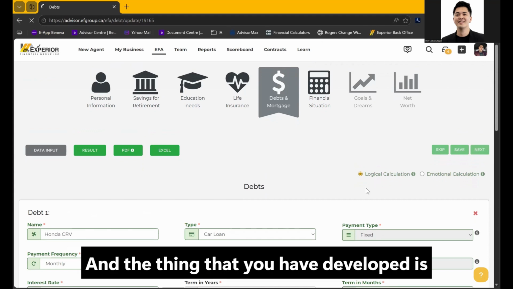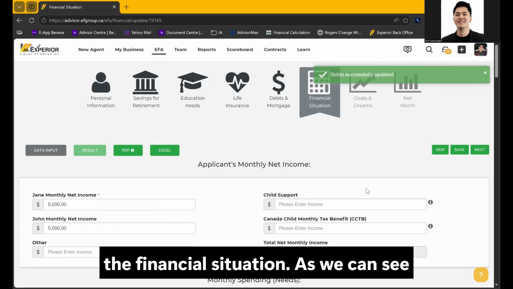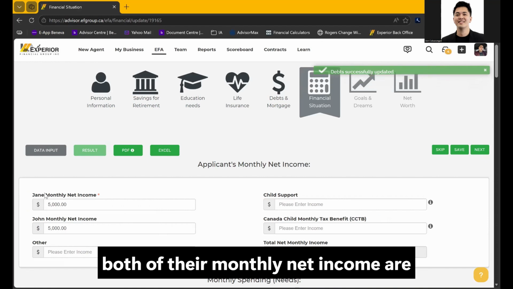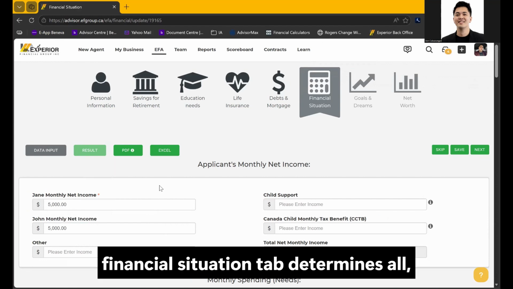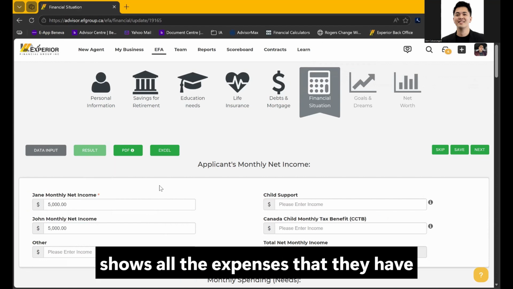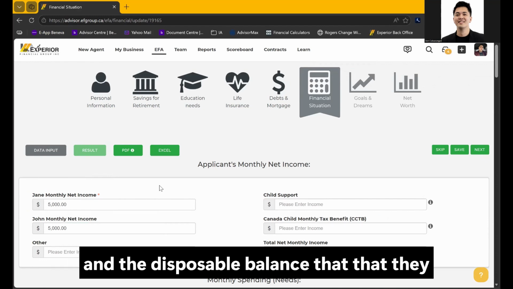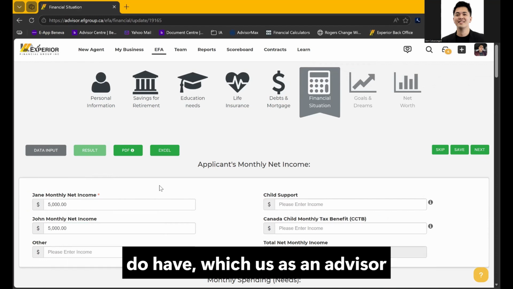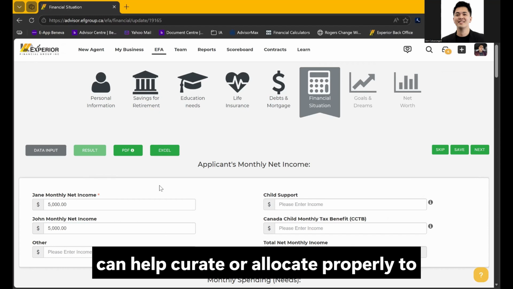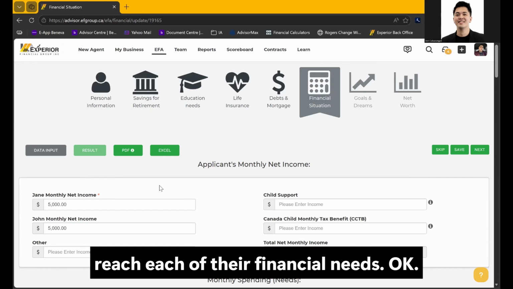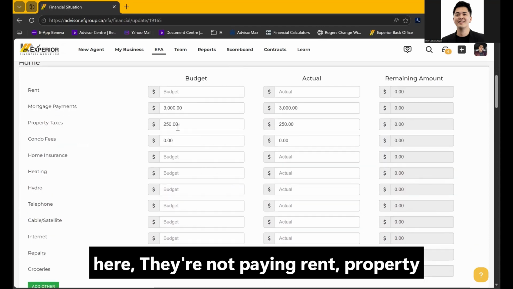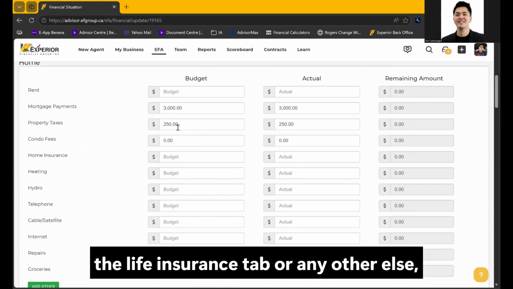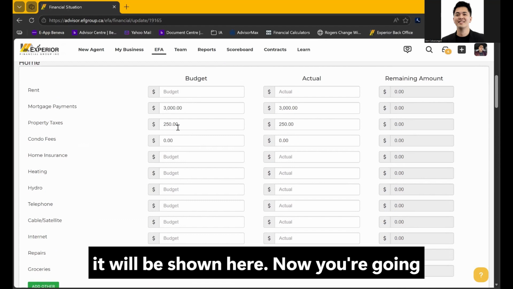And the thing that you have to fill up is the financial situation. As we can see, both of their monthly net income are here. And the financial situation tab shows all the expenses that they have and the disposable balance that they do have, which us as an advisor can help curate or allocate properly to reach each of their financial needs. Okay. So as we can see, there's mortgage payments here. They're not paying rent, property taxes. So anything that you pre-filled on the life insurance tab or any other else, it will be shown here.